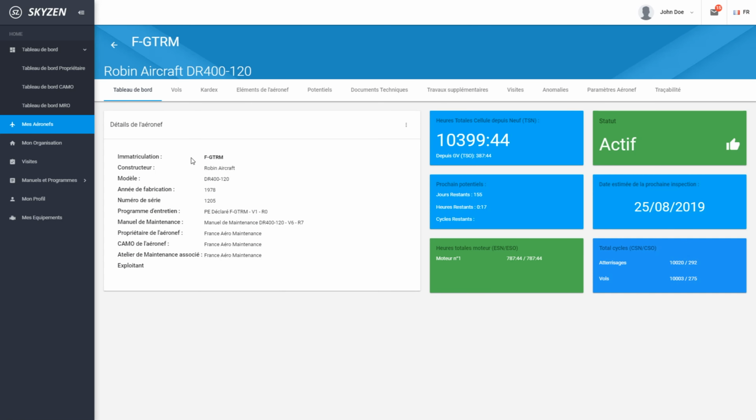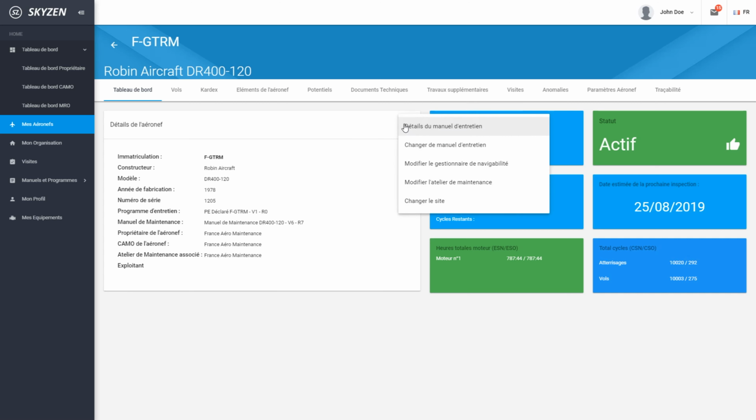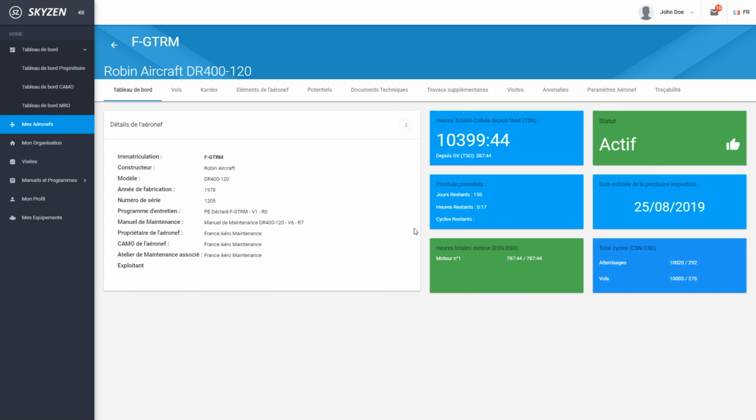In the dashboard you will find all the general information about the aircraft, such as registration number, manufacturer, model type or owner. You will also find the time since new of the aircraft, of its engines, and the next limits, days left, hours left or cycles left.